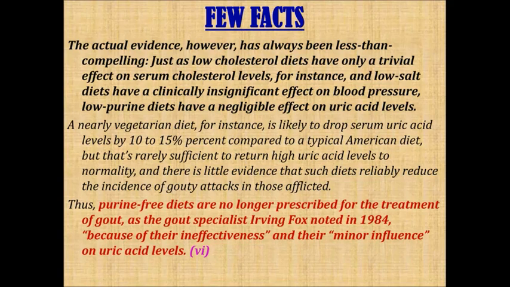A nearly vegetarian diet, for instance, is likely to drop serum uric acid levels by 10 to 15% compared to a typical American diet. But that's not really sufficient to return high uric acid levels to normality, and there is little evidence that such diets reliably reduce the incidence of gouty attacks in those afflicted. Thus, purine-free diets are no longer prescribed for treatment of gout, as the gout specialist Irvin Fox noted in 1984, because of their ineffectiveness and their minor influence on uric acid.